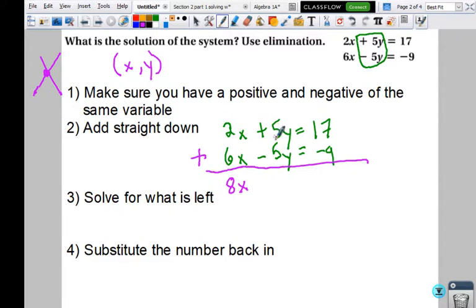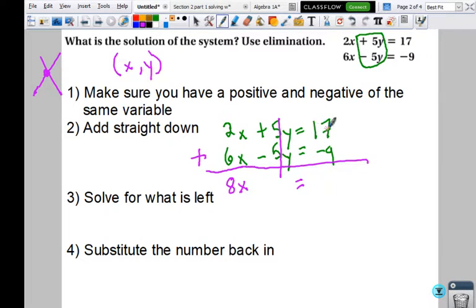Then I'm going to keep adding straight down. I have a positive 5y plus a negative 5y. What's 5 plus negative 5? Zero, right? If I have 0 y's, do I even have it? No, it's gone. That disappears. It was eliminated. Oh, that's why it's called elimination, because it got eliminated. I thought you guys would appreciate that.